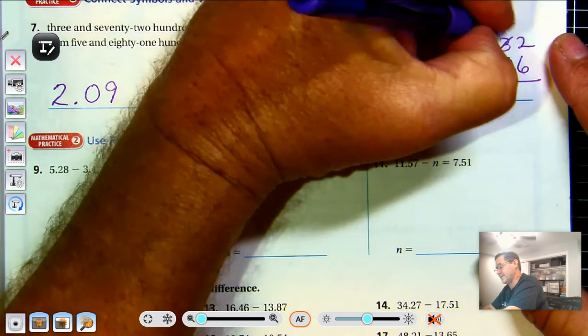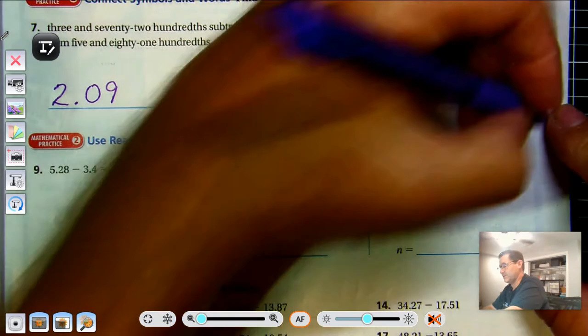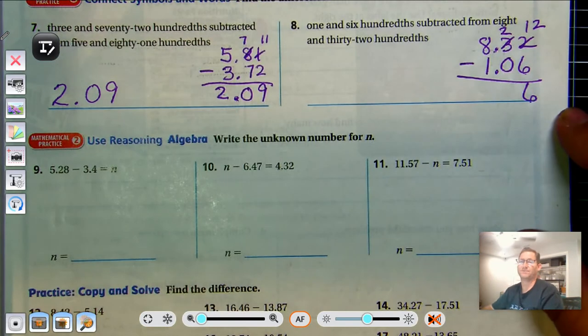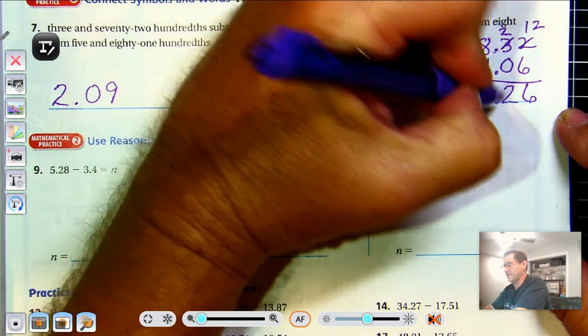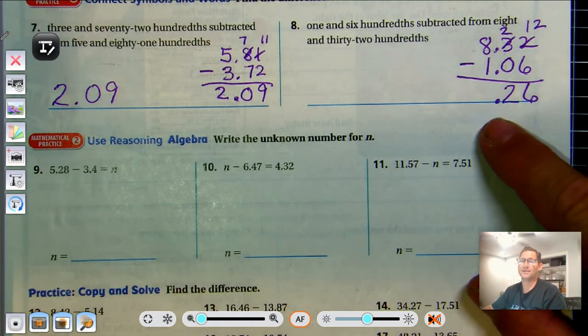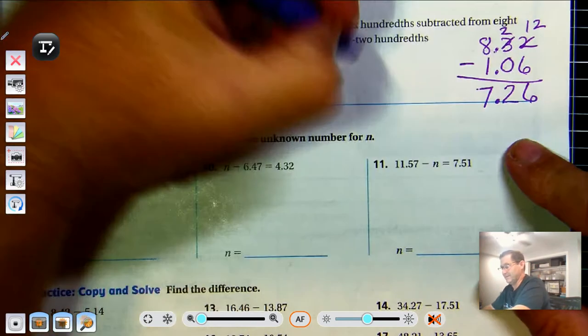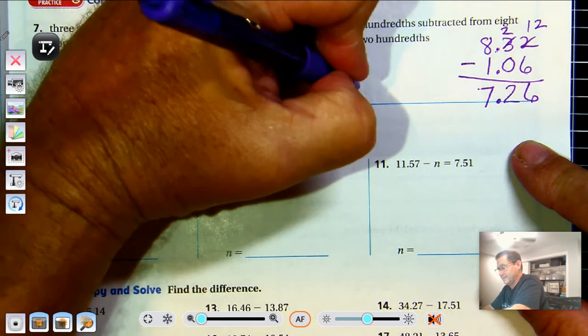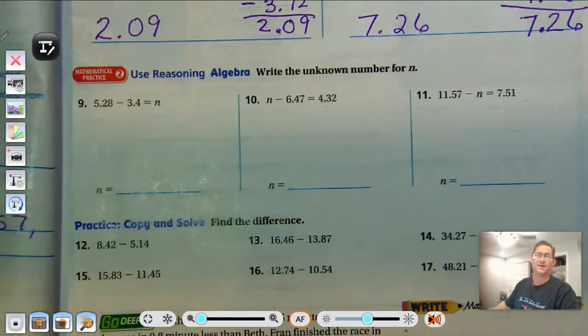All right, I can't take 6 hundredths from 2 hundredths. So let's regroup from the tenths. 12 hundredths, take away 6 hundredths, 6 hundredths. 2 tenths, take away 0 tenths, 2 tenths. We're finished with the decimal portion. Bring down the decimal point. Move to the ones. 8, take away 1, 7. 7 and 26 hundredths.